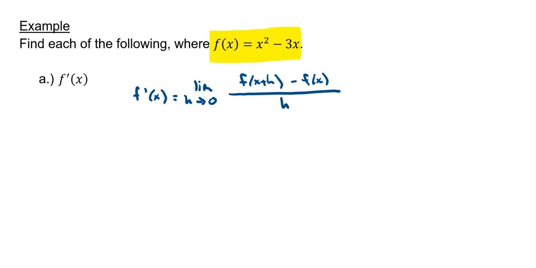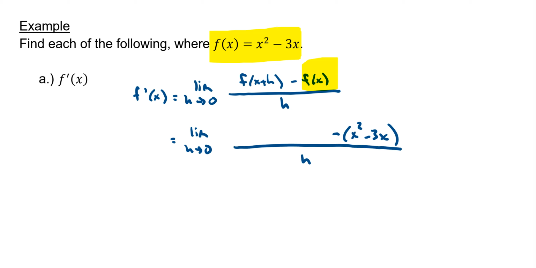And the part where it gets a little bit tricky is the only two things we have to do. We have to plug in f of x, which is pretty easy, right? Plugging in f of x is going to be just minus whatever f of x is, minus x squared minus 3x. So that part's usually pretty simple. You just plug in the function. The hard part is going to be this part right here, f of x plus h.